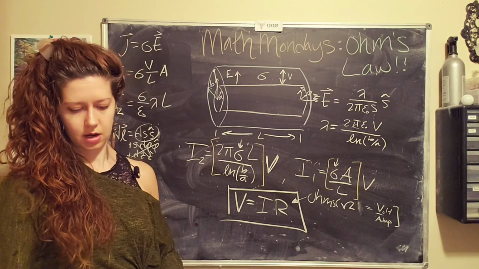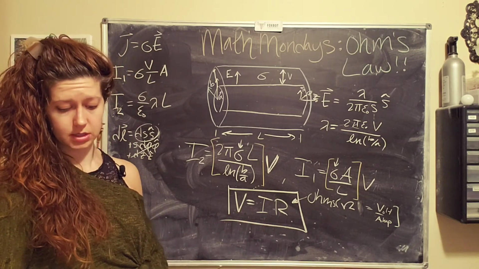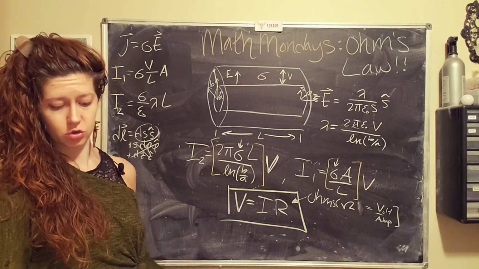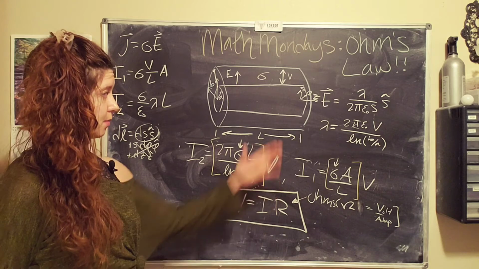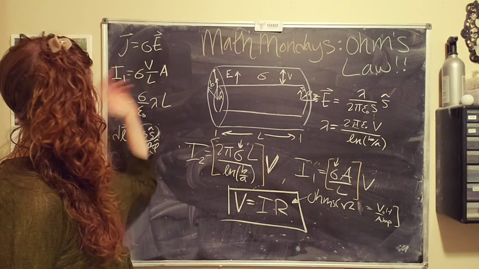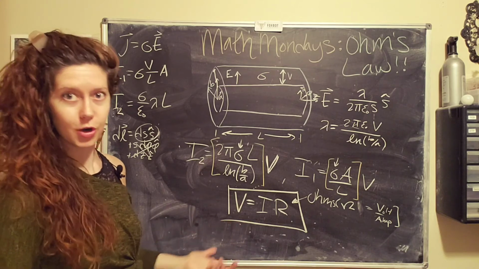This is also really powerful because this tells us if you want to double the voltage, or the potential difference, then you just double the charge everywhere. That doubles the electric field, that will double the current density, and that will in turn double the current.